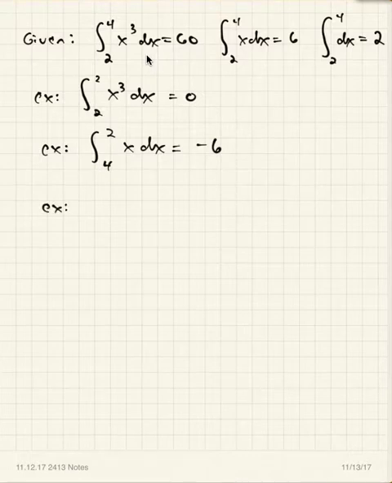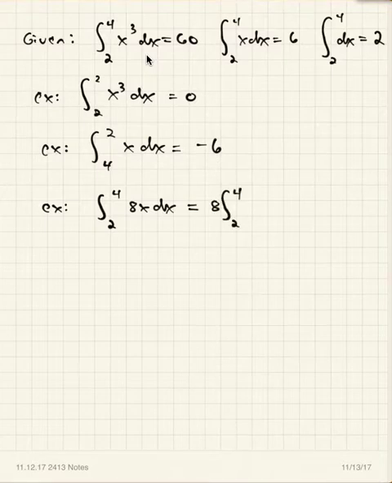All right, if we had the integral from 2 to 4 of 8x dx, then we have a property that says that the 8 can be brought outside of the integral as a factor. Looking at the top, the integral from 2 to 4 of x is equal to 6. So this would be 8 times 6, or 48. That would be the value for that integral.